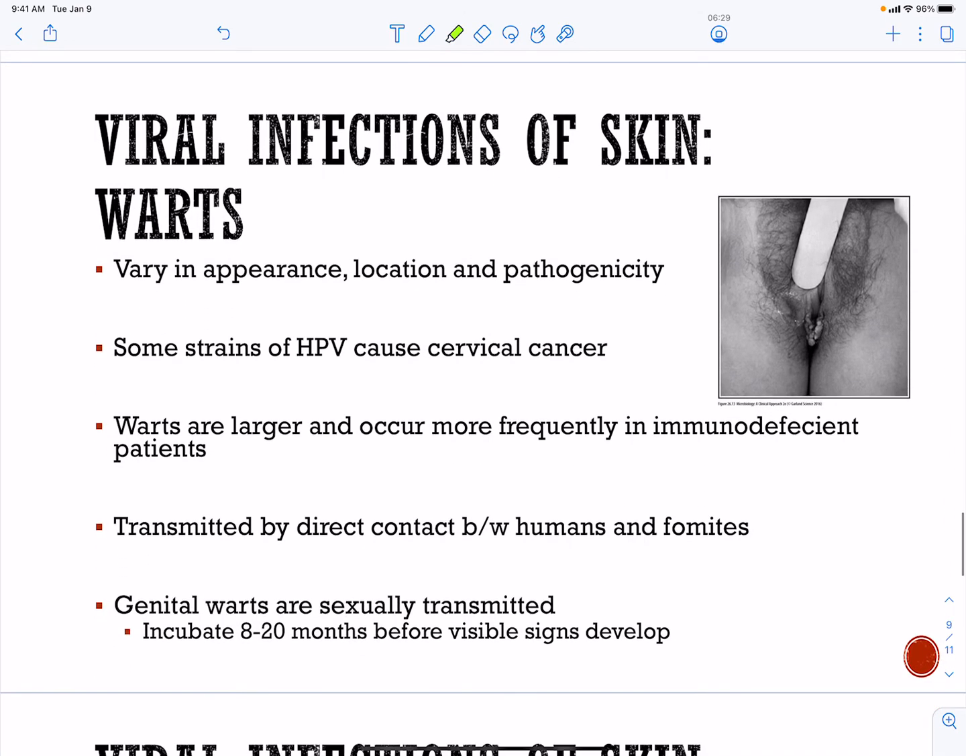Now, finally, we'll talk about our human papillomaviruses. There are many strains of human papillomaviruses, and some can cause cervical cancer. Their warts are going to be variable in their appearance and location. It's going to have the ability to be transmitted sexually in the case of our cervical warts, or it can be transmitted by fomites. So the virus can dry on a surface and someone can pick it up and expose their skin to it, for example. Genital warts are going to be sexually transmitted, and it's going to typically take about 8 to 20 months before visible signs of the actual infection develop.